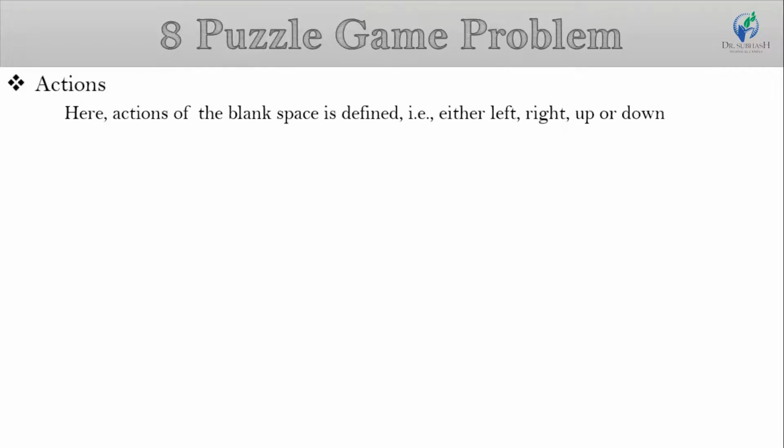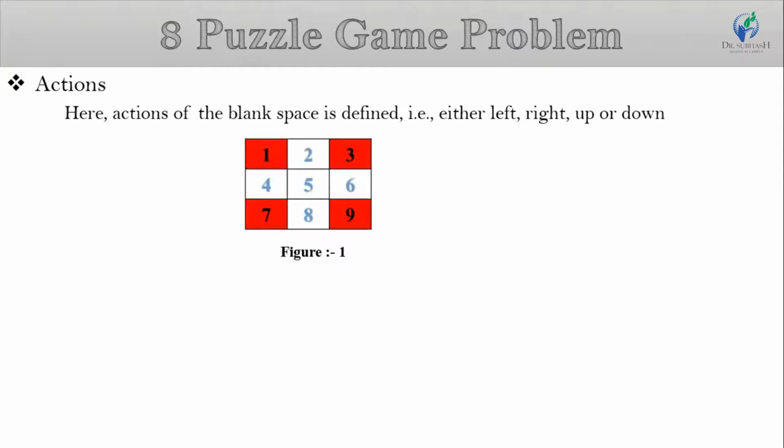Next is actions, which means the action of the blank space is defined based on move. It can be either left, right, up, or down. If I take this 3 cross 3 matrix, figure 1, as an example, in this example we have considered the red color digit as a blank space.